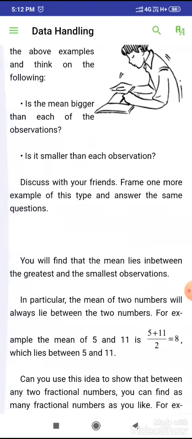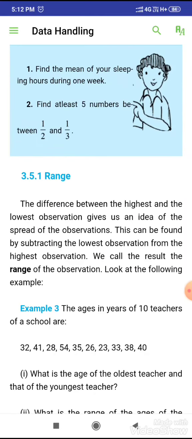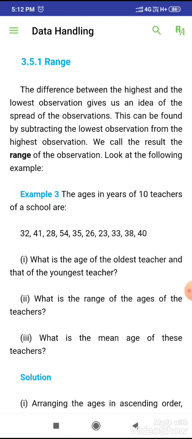Then our next topic is range. The range is the difference between the highest and the lowest observation given in the data. So range is equal to highest observation minus lowest observation. Let's take one more example for this. So here is example number 3 in your book.